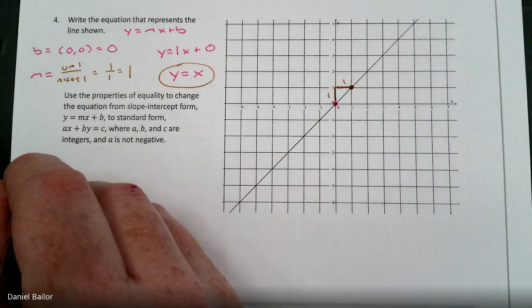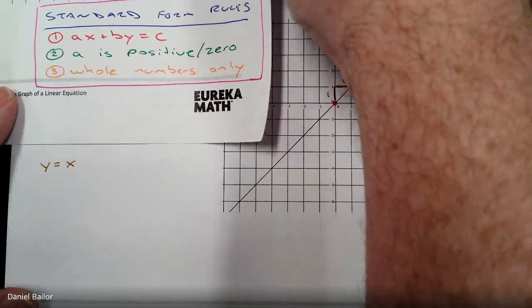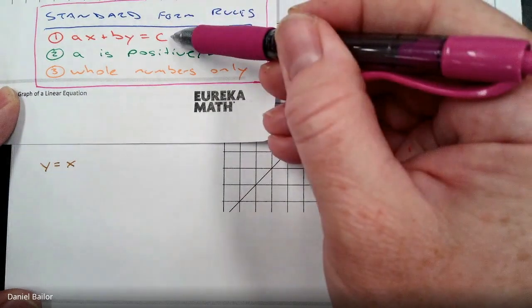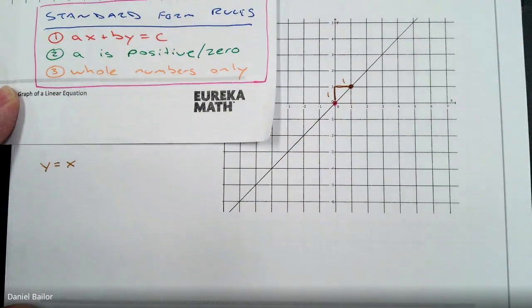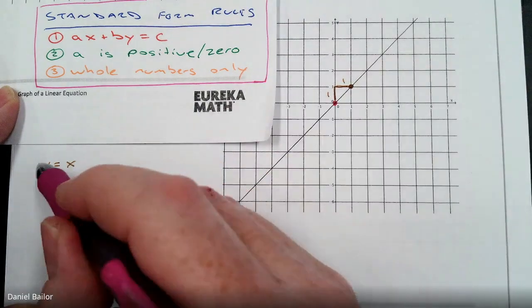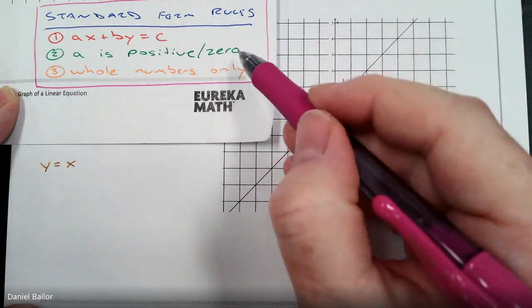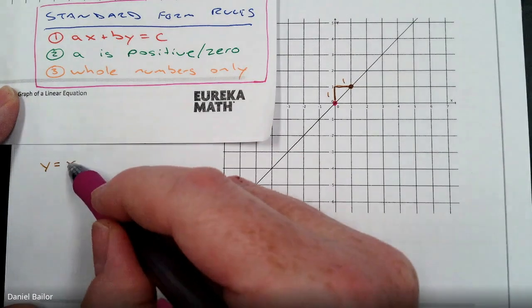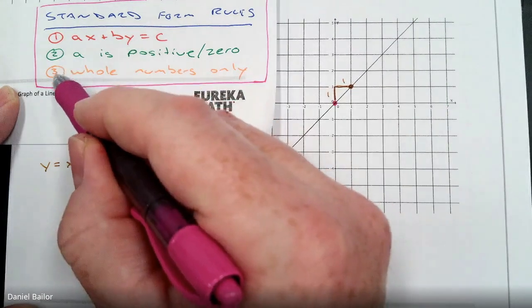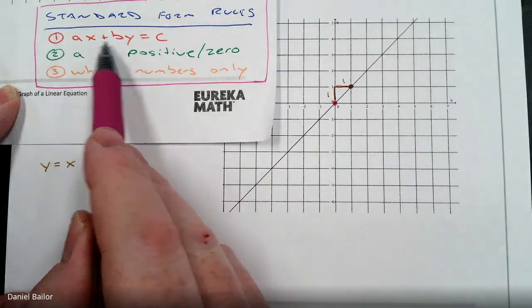So let's start with slope-intercept, and let's look at our rules for standard form that I wrote down on page 242. Standard form has to look like this. A has to be positive or zero, and we only have whole numbers. Well, number three, we only have whole numbers. We only have ones. One y equals 1x. So check for three. A is positive or zero. Well, A is next to x. So, hey, look, that's 1x and 1 is positive. So number three, good. Number two, good. The only thing we need to fix is number one. We need the x and the y's on the same side.